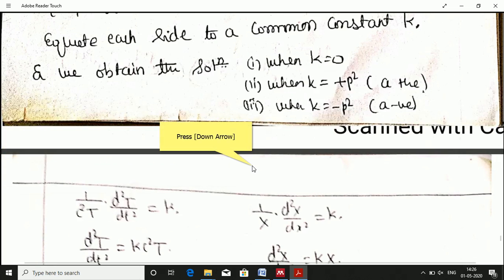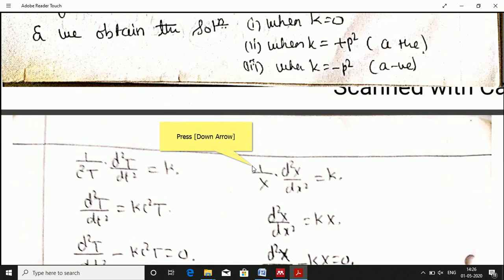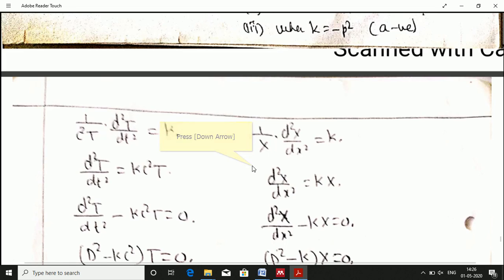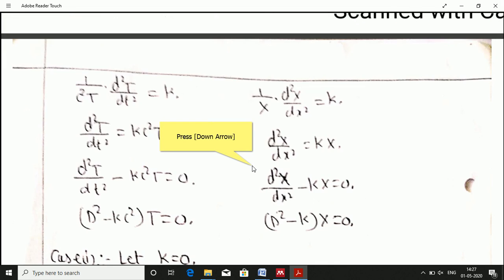1 by c square T into d square T by dt square is equal to k. 1 by X d square X by dx square is equal to k. Or else d square T by dt square is equal to k into c square into T, or d square T by dt square minus k c square T is equal to 0, or D square minus k c square of T is equal to 0. This is the second order homogeneous linear differential equation.